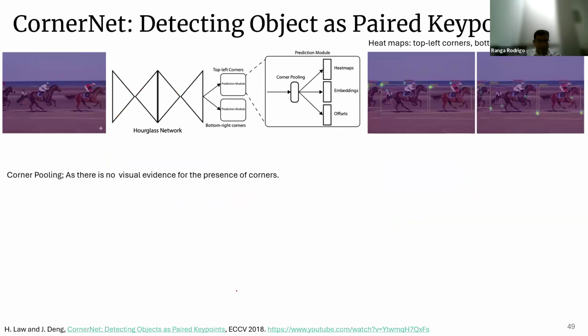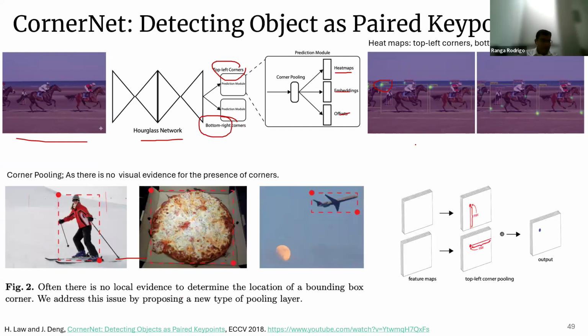If you think about CornerNet in slightly more detail, you can see the horses and riders here, and this so-called hourglass network predicts top left corners and bottom right corners. They will predict heat maps, embeddings, and offsets. So you can see these predicted heat maps. Then you have to do some corner pooling. That means you have to pair the top left corner with the bottom right corner. Because often there is no local evidence to determine the location of the bounding box, we address this issue by proposing a new type of pooling layer. They have something called a pooling layer.